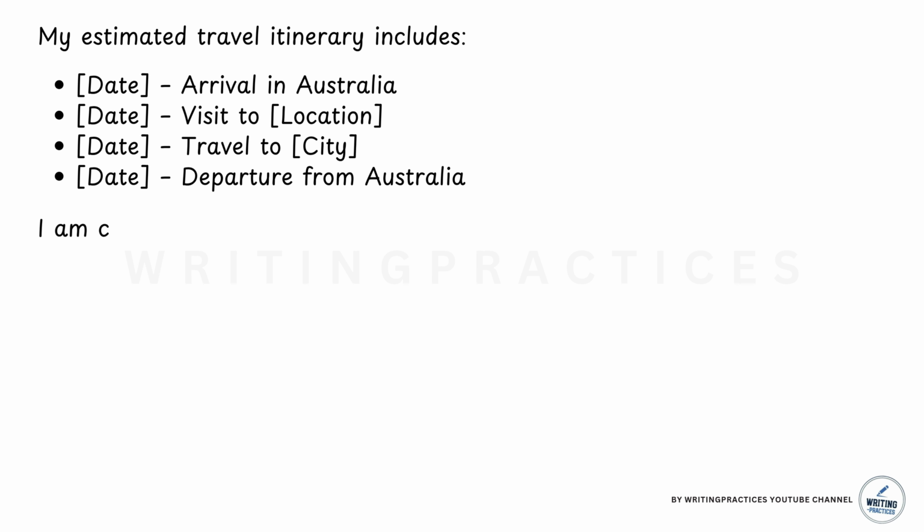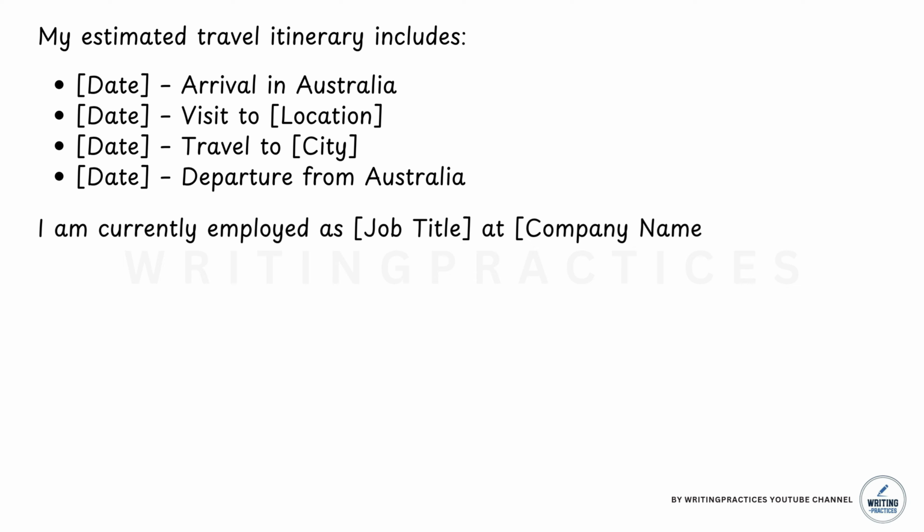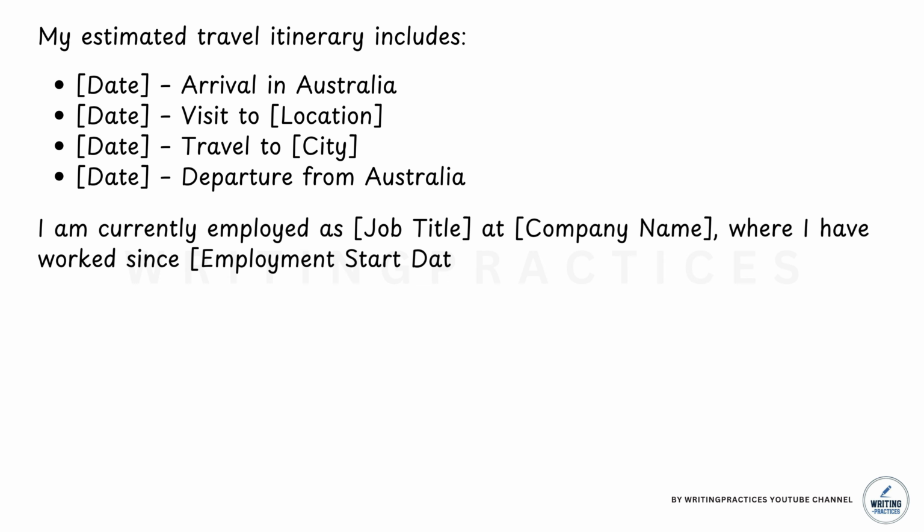Eighth paragraph, employment information. Provide details about your current employment. Include job title, company name, employment start date. Example: I am currently employed as a marketing manager at Bright Media Limited, where I have worked since January 2021. This section demonstrates professional stability in your home country. It helps immigration officers assess your reasons for returning after your trip. Attach an employment verification letter if possible.